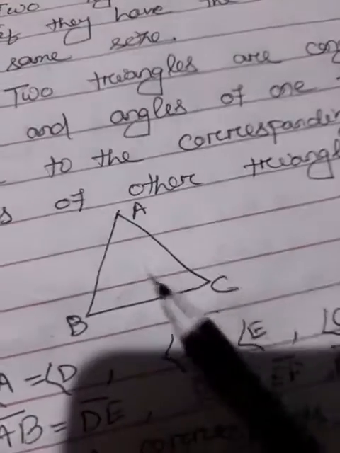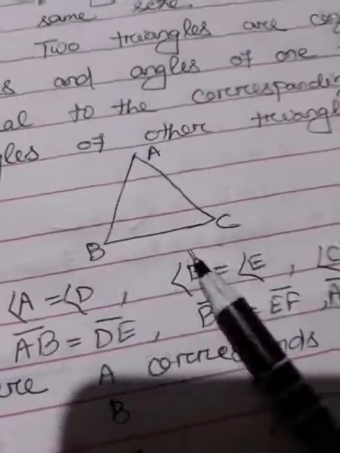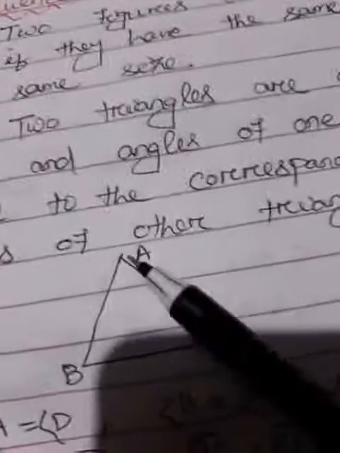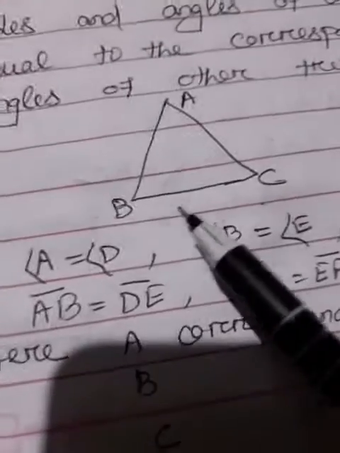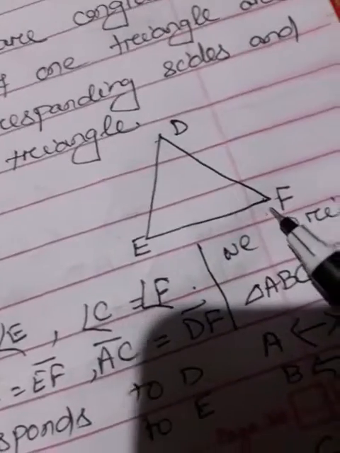And if triangle ABC is congruent to triangle DEF, then obviously AB is equal to DE, AC is equal to DF, BC is equal to EF. Here A corresponds to D. We write it as A corresponds to D. Similarly, B corresponds to E. We write it as B corresponds to E. And C corresponds to F. We write it as C corresponds to F. And triangle ABC is congruent to triangle DEF.